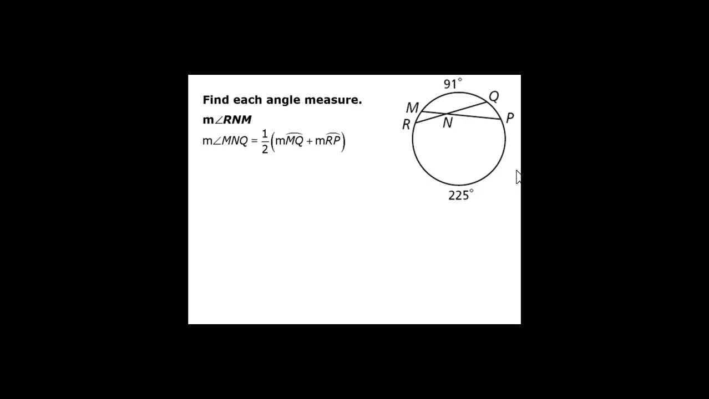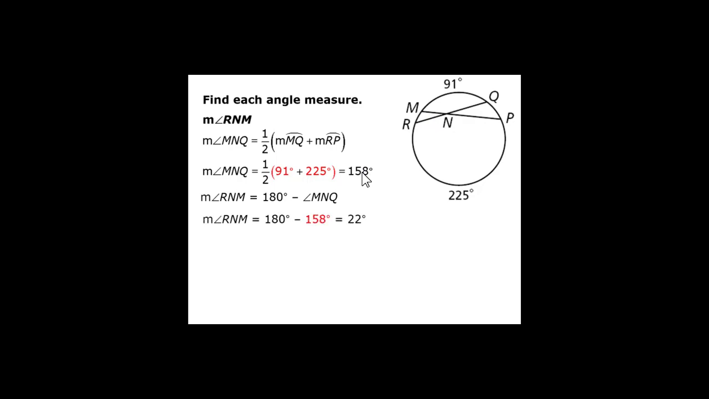Let's substitute the values in, and we get 158 for the measure of angle MNQ. Notice that these two angles form a linear pair. So therefore, the measure of angle RNQ will be the supplement of 158. So when we substitute the values, we get 22 degrees.